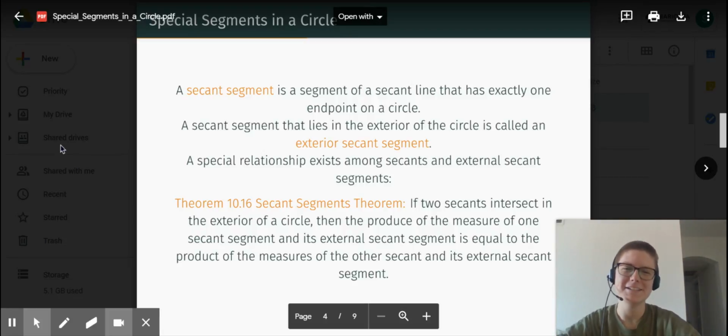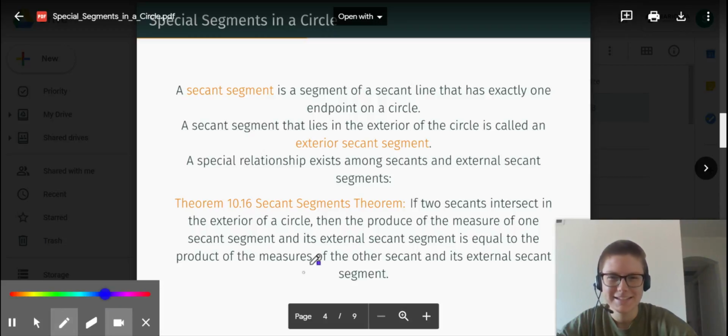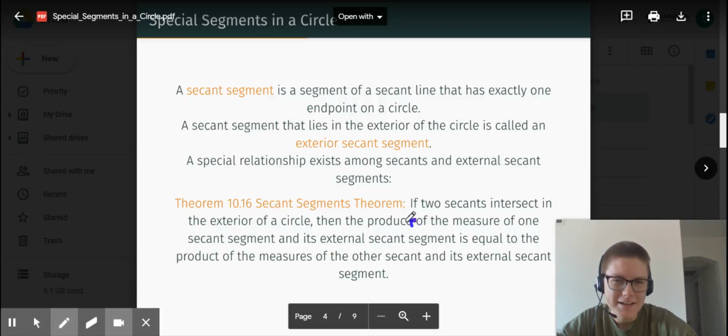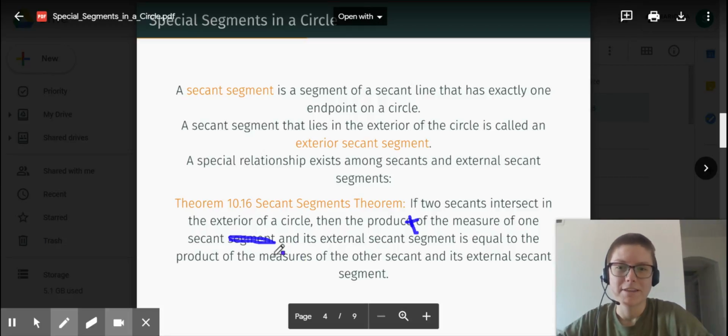So if two secants intersect in the exterior of a circle, so that means outside, then the product of the measure of one secant and its external secant segment is equal to the product of the measures of the other secant and its external secant segment. That's a lot of words, guys. I think this should just be regular secant, not secant segment.